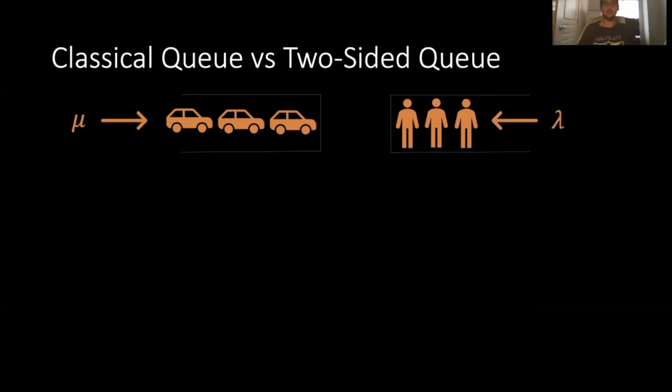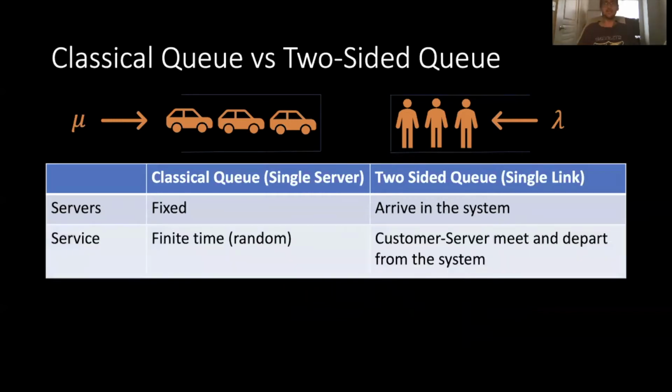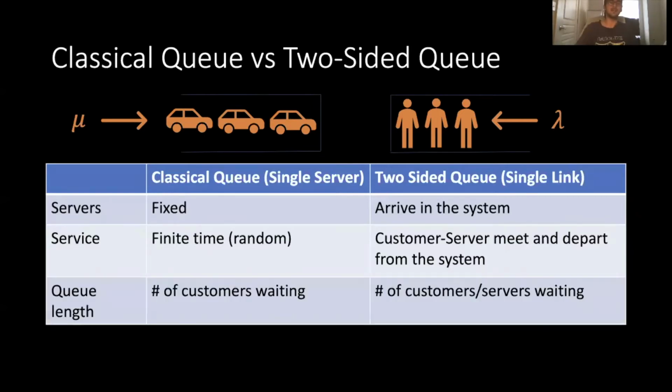Let's look at the differences between a classical queue and a two-sided queue. In a classical queue, the servers are fixed, whereas in a two-sided queue, they arrive in the system. In a classical queue, the service time is finite. So there's a fixed server, the customer arrives, and then the server takes a finite time to process the request of the customer. Whereas in a two-sided queue, the customers and servers just meet and depart from the system instantaneously.